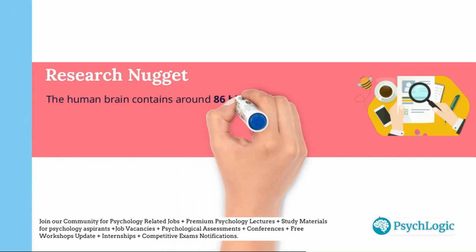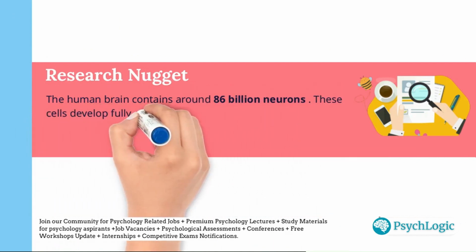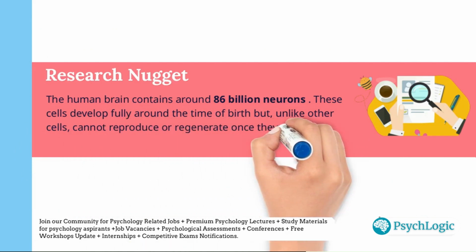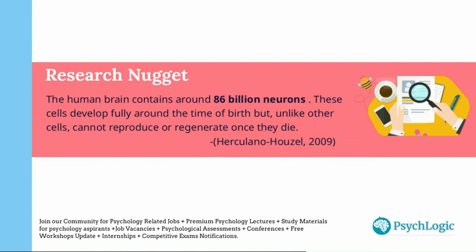Do you know, there were researches conducted that revealed that we have around 86 billion neurons at the time when we are born. And these neurons are there with us throughout our lifetime, and they cannot regenerate or reproduce once they die. Let's look at the structure and the functions of the neuron.